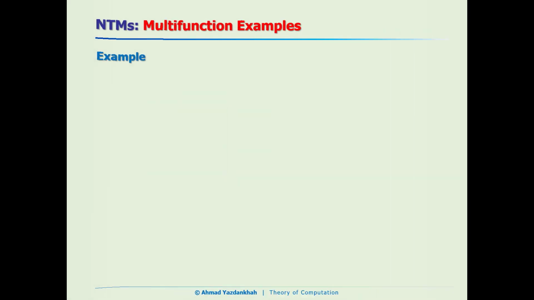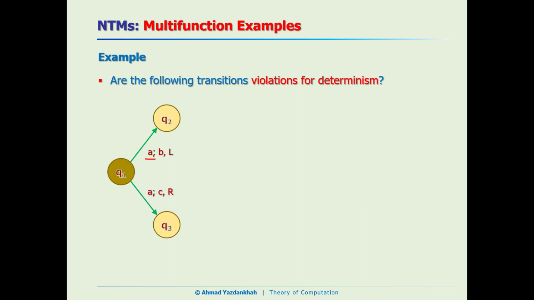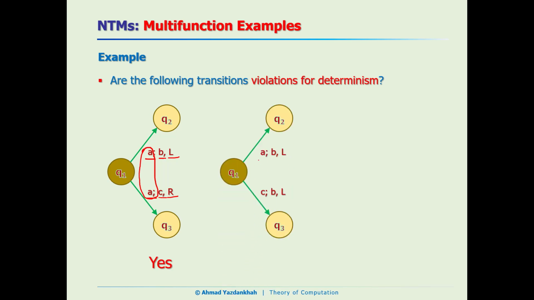Now let me take some examples of multifunctions. Here the input is A, change it to B and go to the left. The input is A, change it to C and go to the right. As you see, we have two possibilities when the input is A. So definitely this is a violation of determinism and it is a multifunction transition. How about this one? No, the input is A, the input is C.